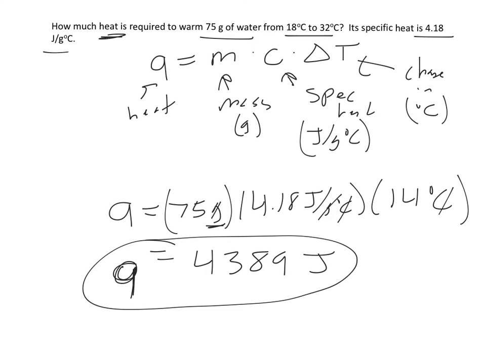Sometimes you might see the specific heat written in joules per gram Kelvin. It doesn't make a difference because the idea is a change in Celsius is the same as a change in Kelvin. In other words, 18 degrees is 291 Kelvin, 32 degrees is 305 Kelvin, and so the change is still 14, regardless of whether it's in Celsius or Kelvin. And so that's just sort of how the Celsius-Kelvin temperature scale works.